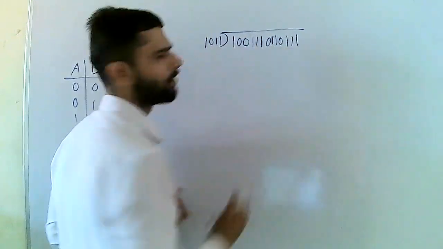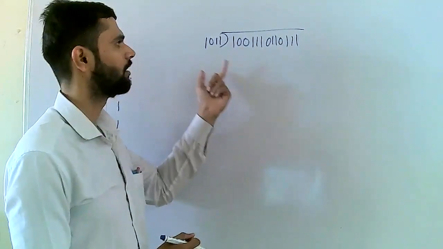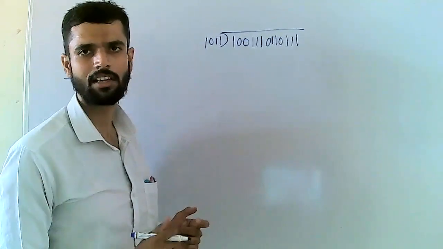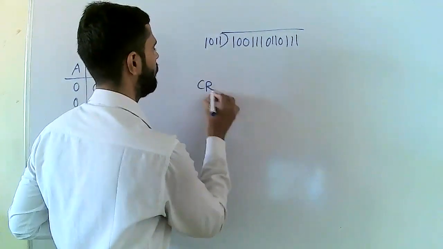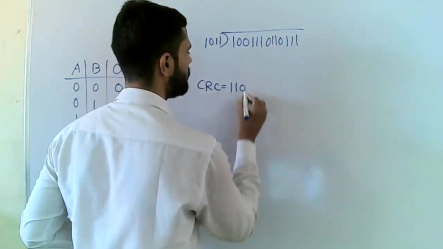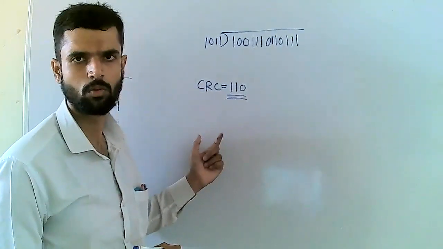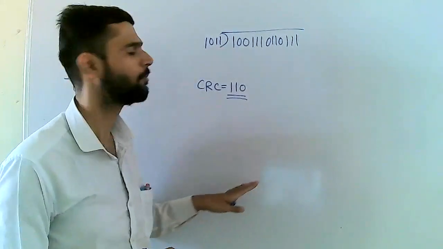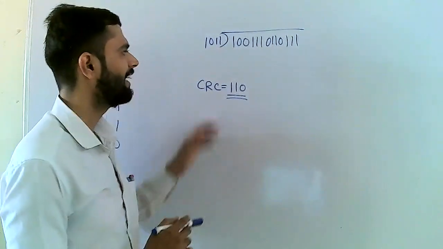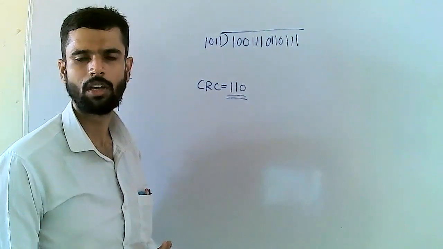Okay. So if we solve this as we did previously, then we'll get the final answer as what? Final CRC will be 1 1 0. Okay, I am not going to solve this because it will take time. Final CRC is 1 1 0. So this CRC indicates that the remainder is what? The remainder is non-zero. Okay.